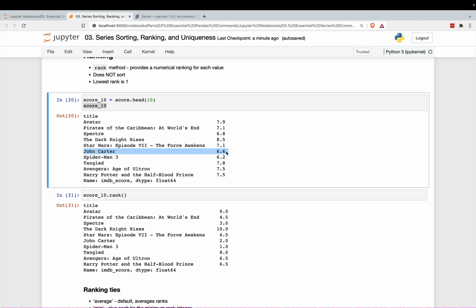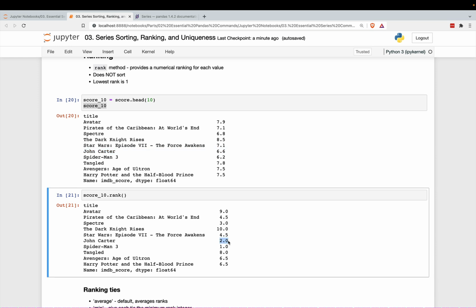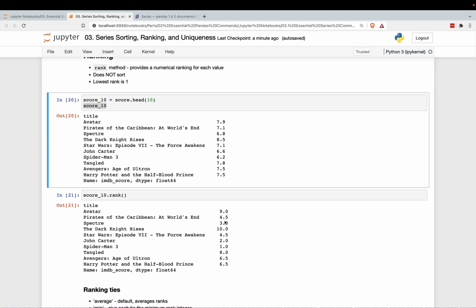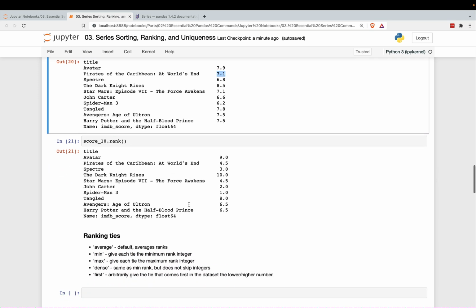John Carter has a score of 6.6. It is given a rank of number 2. Next is Spectre at 6.8. It's given a rank of 3. And then, this is interesting, we have 2 movies tied at 7.1. There are many different ways of handling ties. By default, the average is used for ties. This is just the method. So here is 4.5, 4.5.